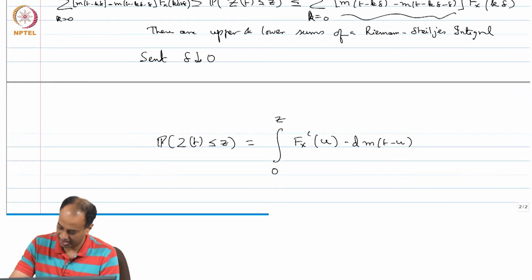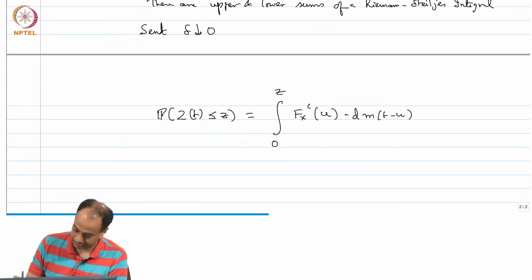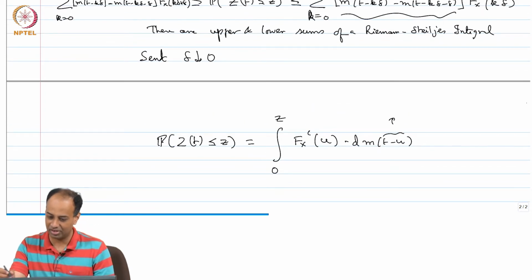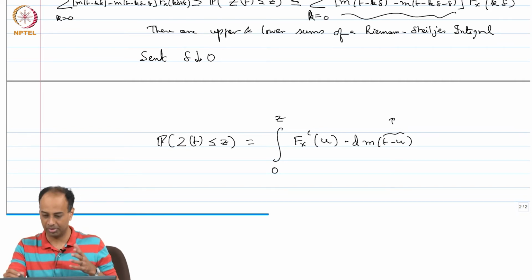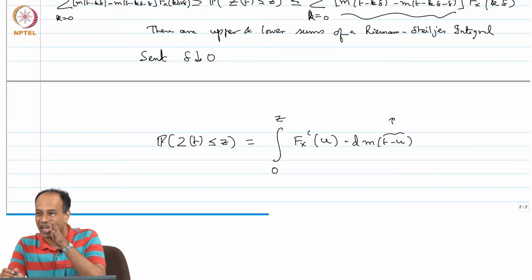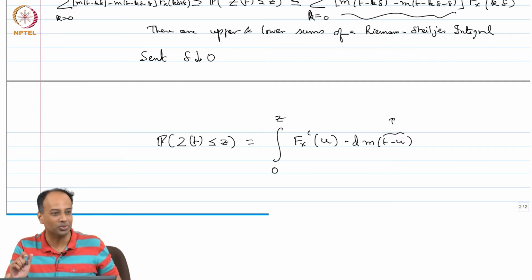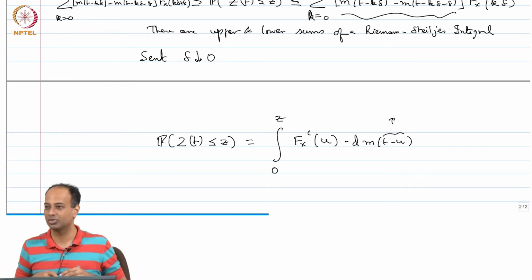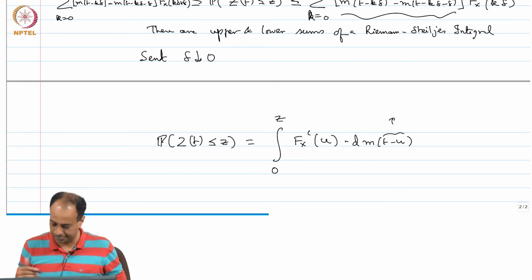Or which you can again write by putting t minus u as some tau. See, this is what I mean, you can read this off, right. This looks like f_X complement of some u, where k delta is the u variable. So I am putting t minus u, this is not du, but d m of t minus u. That is the definition of this Riemann-Stieltjes integral. If the upper sum and lower sum converge to the same thing, it is the integral. This is a generalization of the Riemann integral, that is all there is.